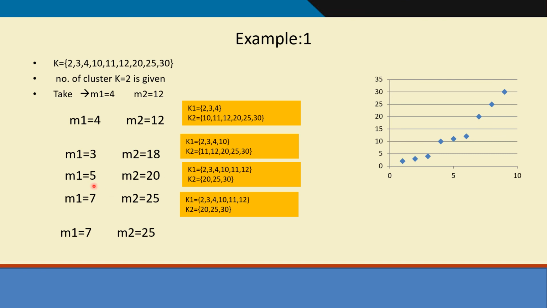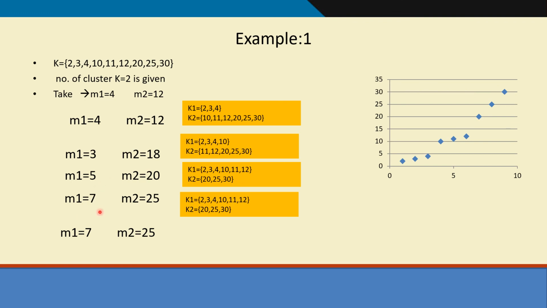Again we repeat, seeing whether 2 is nearer to 5 or nearer to 20, and we adjust the numbers. Now we have readjusted the centroids. The centroid is 7 because it is the average of these numbers. The centroid of the second cluster is 25. It is the average of these numbers.